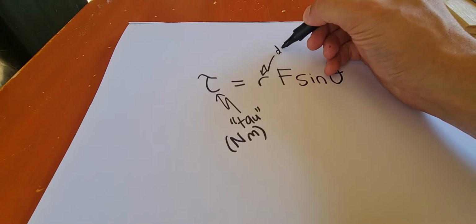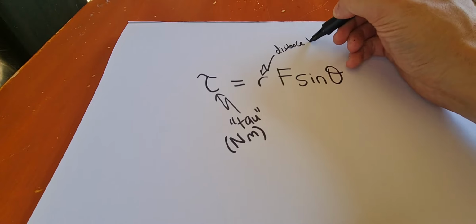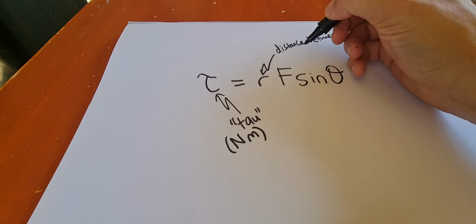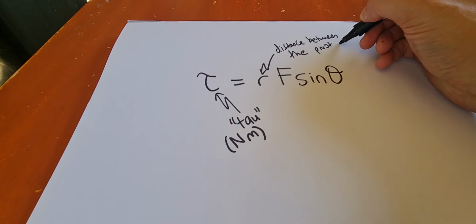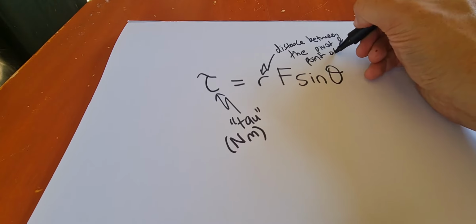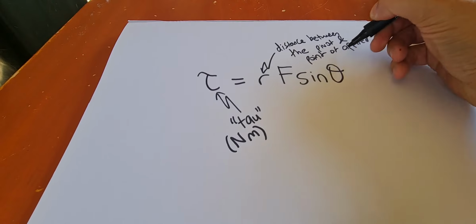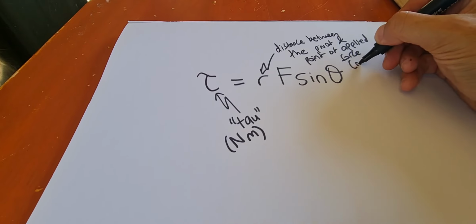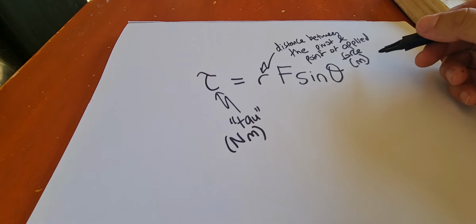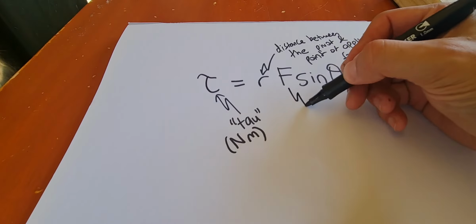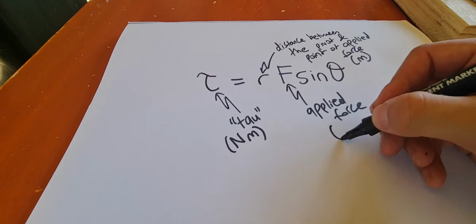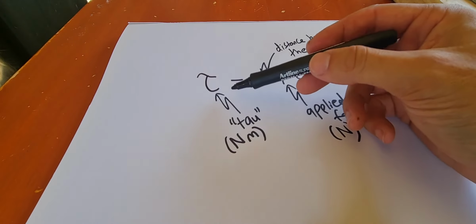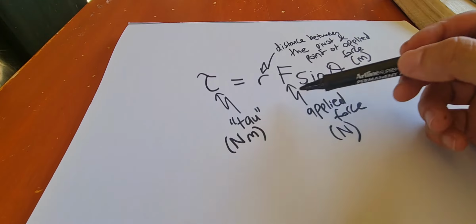This is the distance between the pivot and point of applied force. And r is measured in meters. SI units for distance is meters in physics. F is the applied force. That's measured in newtons. So it makes sense for torque to be in units of Newton meters.